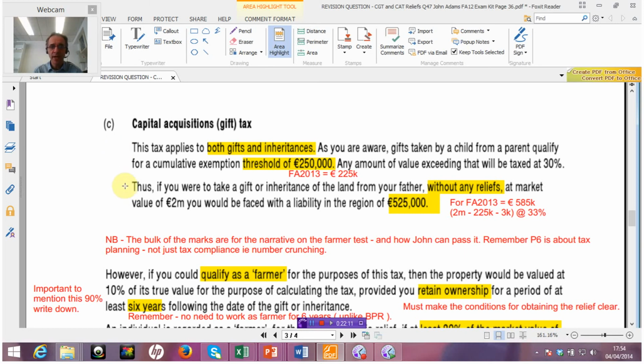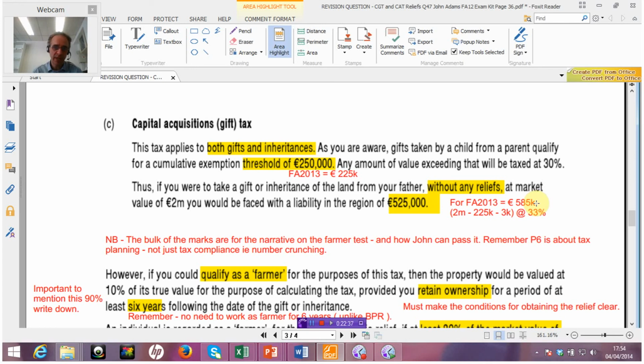Okay, and then in addition to that, this is probably more evidence of the simplicity of the first part of this answer. Certainly, they've actually worked out the tax value without any reliefs. So just draw your attention to here, for FA 2013, what the figure would be. Okay, so let's do the simple things first.